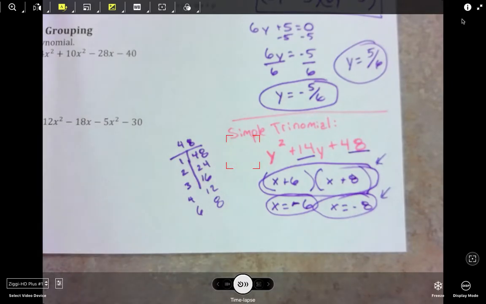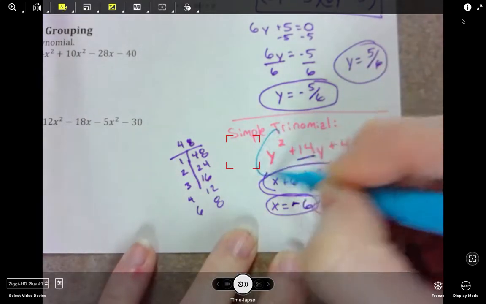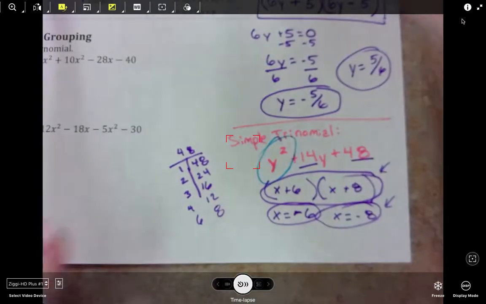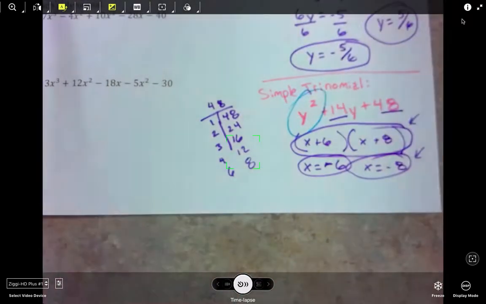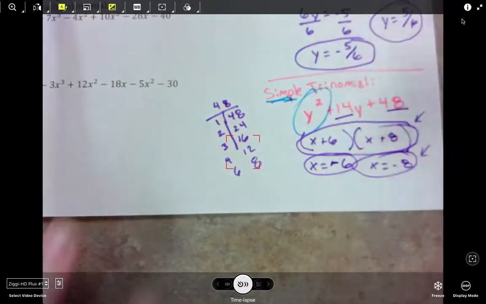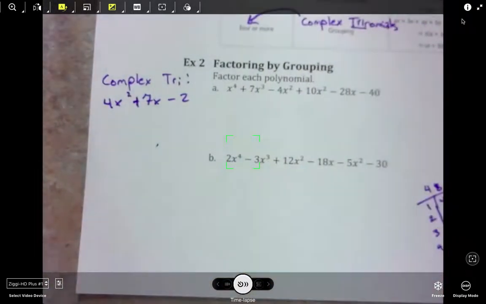The reason why it's a simple trinomial, and I know I've said this before, is because it's just y squared here, or just x squared, or just that variable squared. There's no number in front of it. That's what makes it simple. The reason why this one is complex is because there's a 4 out in front of here. That's bad. We don't like it when that happens because there are more steps that we have to do.